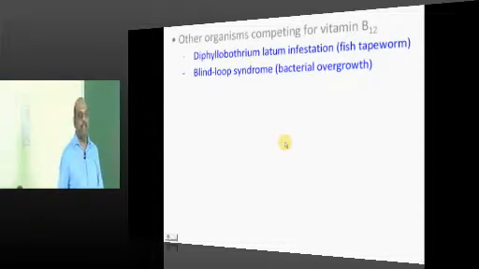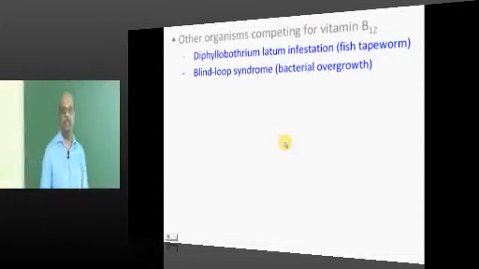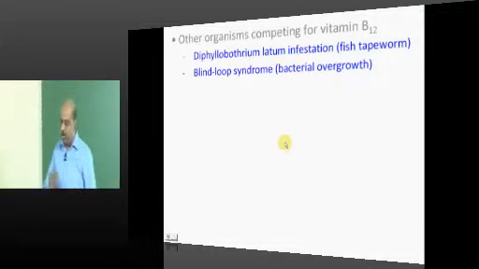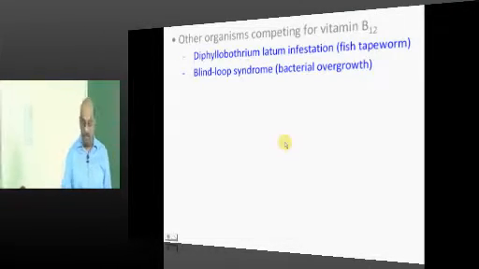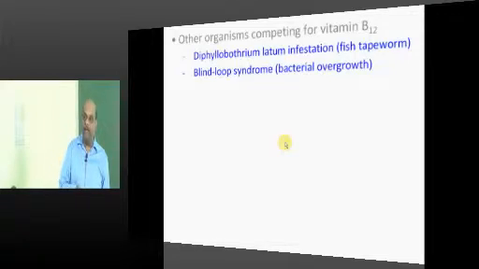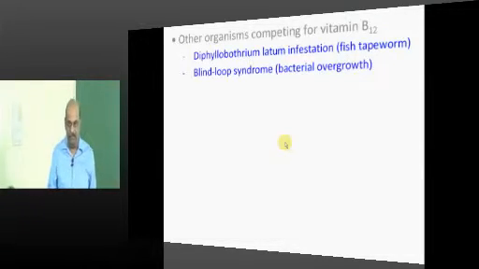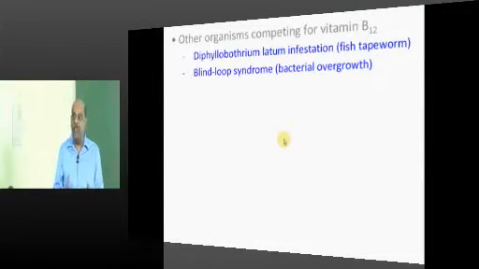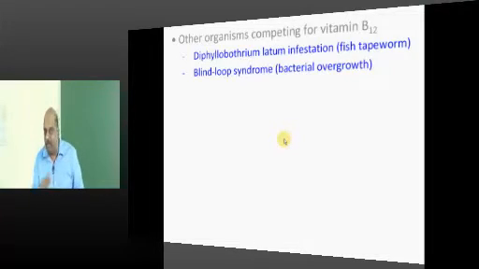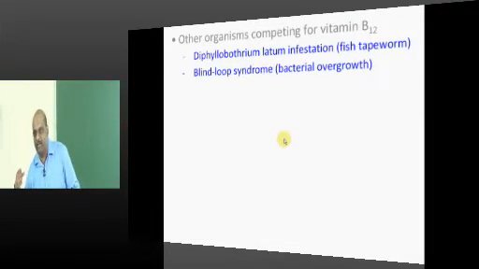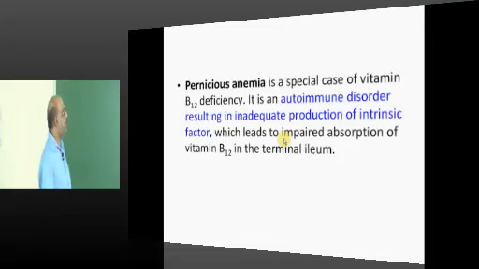Then there is an entity called blind loop syndrome. For example, you have undergone a surgery and the blind loop has been left in Billroth, whatever. There the bacteria can overgrow, they may start eating the vitamin B12 which is meant to get absorbed. That can lead to development of vitamin B12 deficiency.